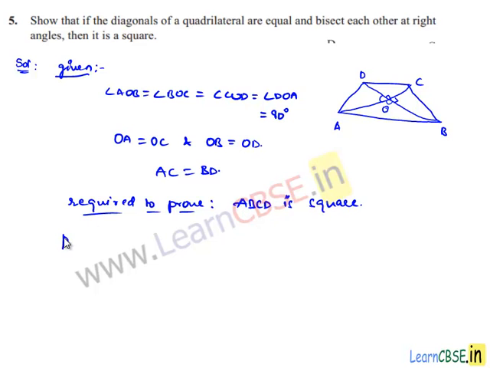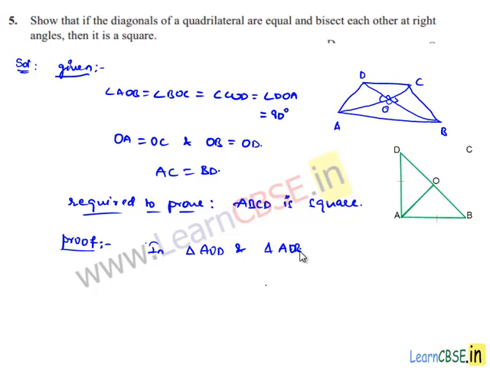Now let us move on to the proof. Now in the proof, let us consider the two triangles, that is triangle AOD and triangle AOB. Angle AOD is equal to angle AOB is equal to 90 degrees, since he has given that AC and BD bisect each other perpendicularly, and OA will be the common side for both the triangles, so that will be equal in both the triangles.